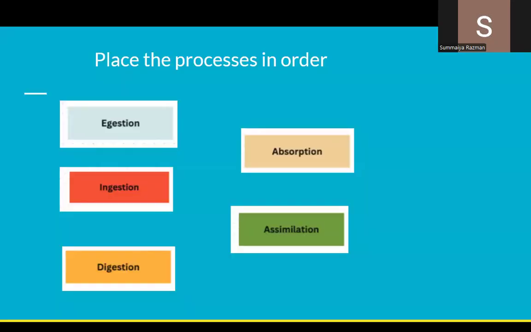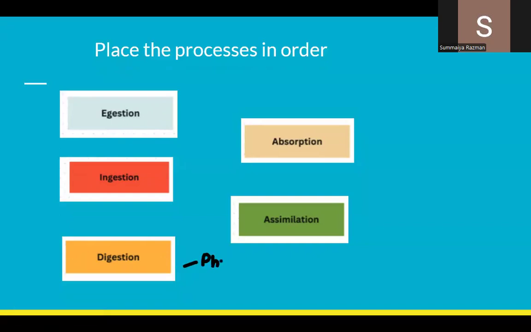So human digestion starts off with ingestion. This is when you're taking in the food, and it would be followed by digestion. So we have two types of digestion. We have the physical digestion. So this is you using your teeth to break down the food into smaller pieces, and also the stomach muscles, which can turn those food into smaller pieces.